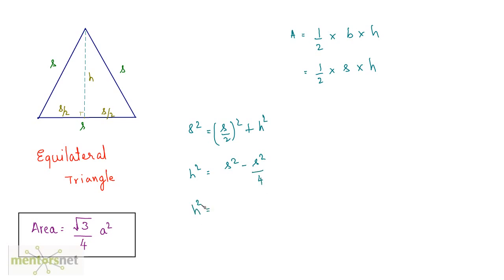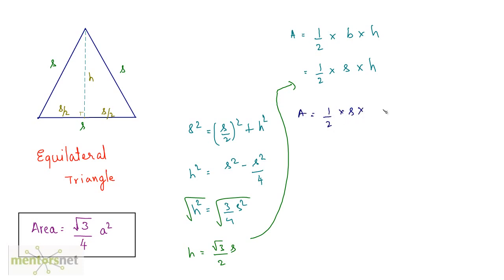So therefore height square is equal to 4s square minus s square by 4. That is 3 by 4 s square. Taking root on both the sides, we have h is equals to root 3 by 2 s. Okay, now put this value of h here in this equation. So area is equals to half of s times root 3 by 2 s. Okay, so we have root 3 by 4 s square as the area. So this is how we got this formula.